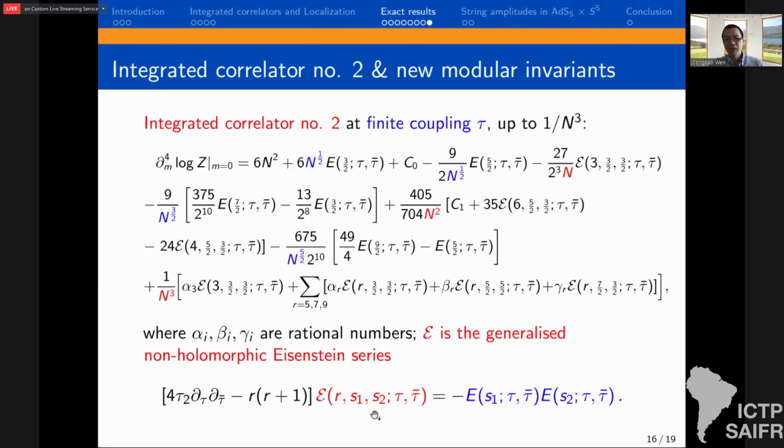One big difference between this generalized non-holomorphic Eisenstein theory and the Eisenstein theory is that the generalized non-holomorphic Eisenstein theory receives contributions from both instanton and anti-instanton pairs, whereas for the Eisenstein theory, it is just instanton or anti-instanton, just separate.